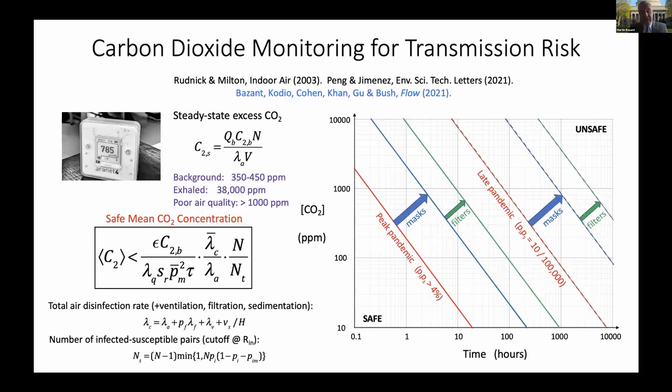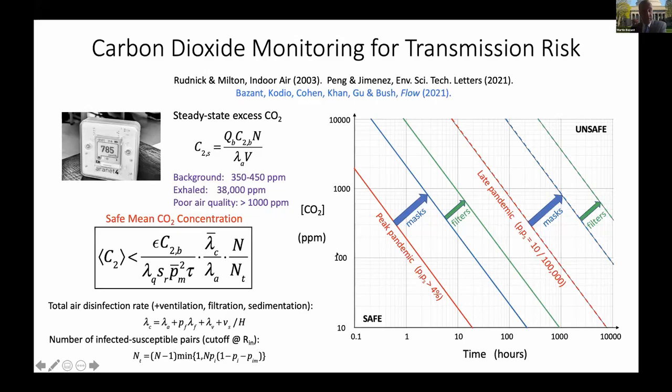So what I want to get to today, though, is the new paper in Flow that builds on some really brilliant work from the two papers listed here on the notion of using carbon dioxide as a proxy to estimate in real time the risk of transmission of a respiratory infection. So this concept was introduced by Rudnick and Milton, 2003. And just before us, actually, Peng and Jose Jimenez, I mentioned earlier, have a nice paper adapting that model to COVID-19. And then our paper in Flow, I would say, takes the theory a bit further and accounts for the transient real-time nature of the measurement, as well as effects such as filtration and masks and also the prevalence of infection and vaccination.